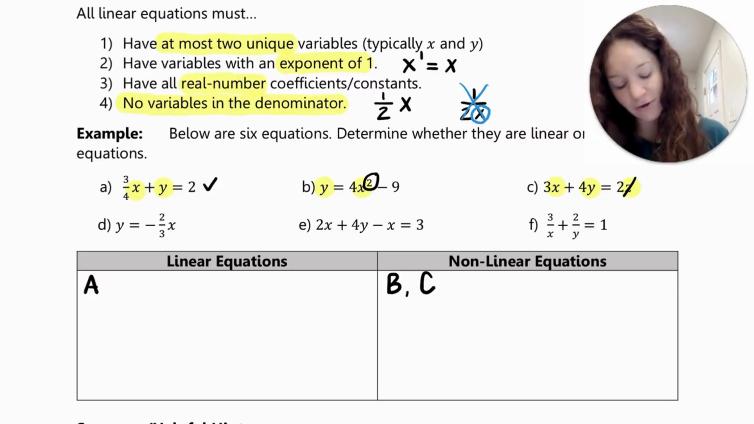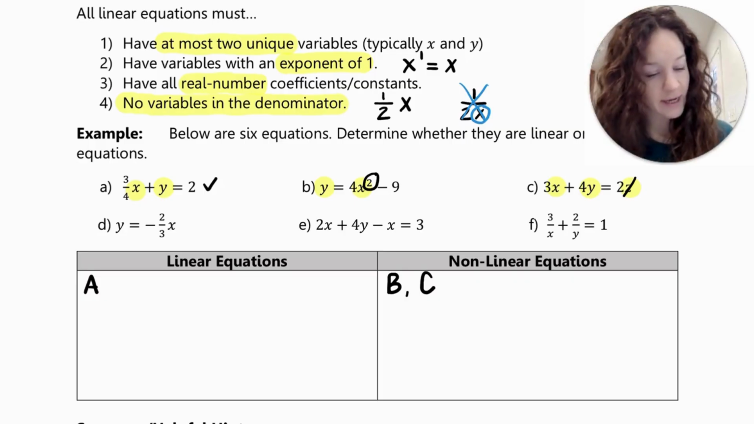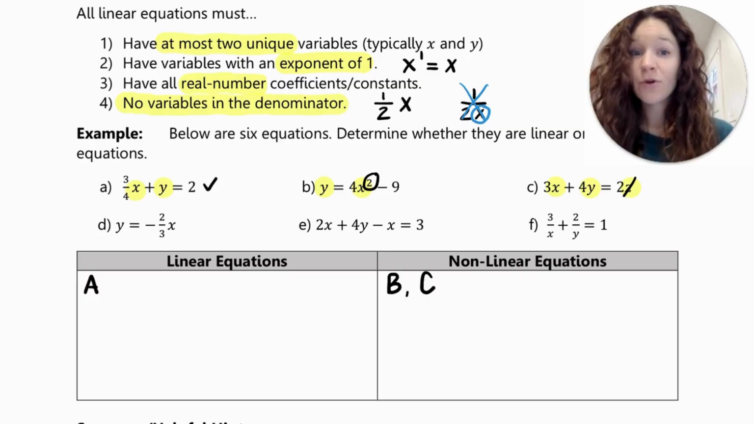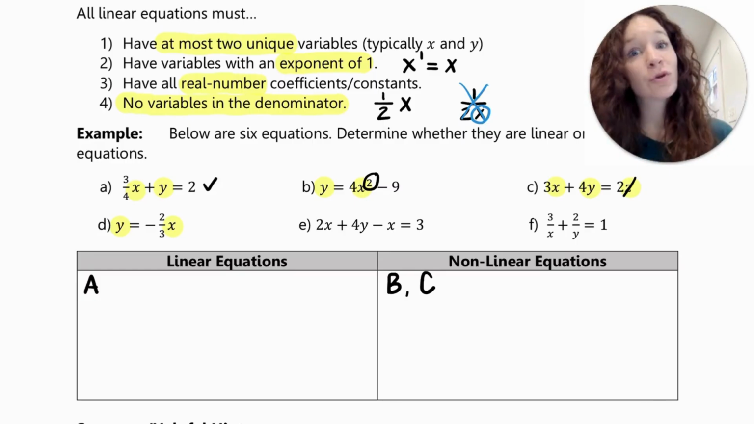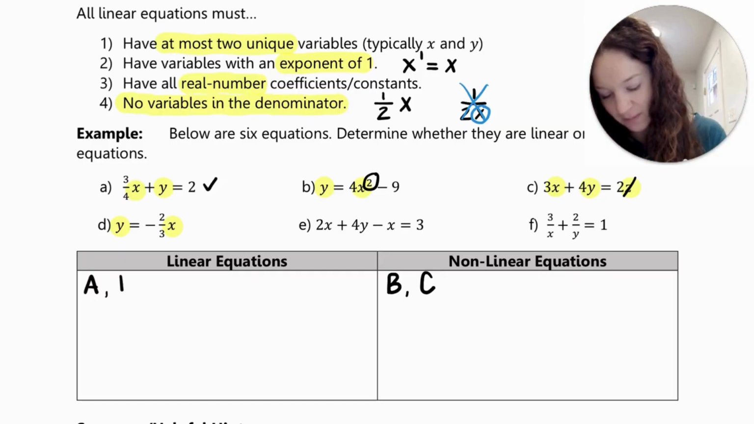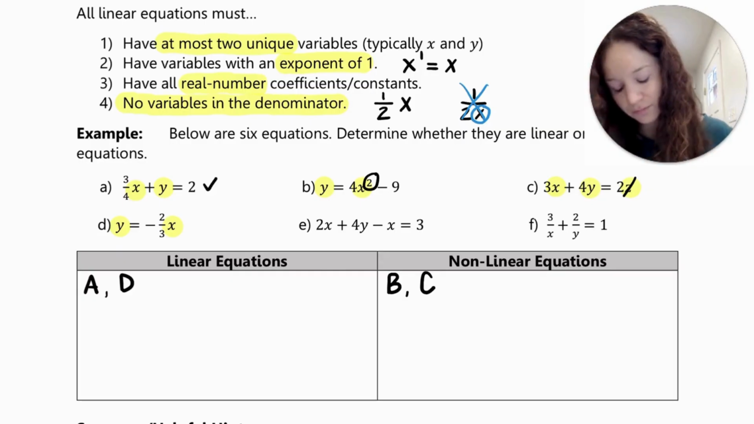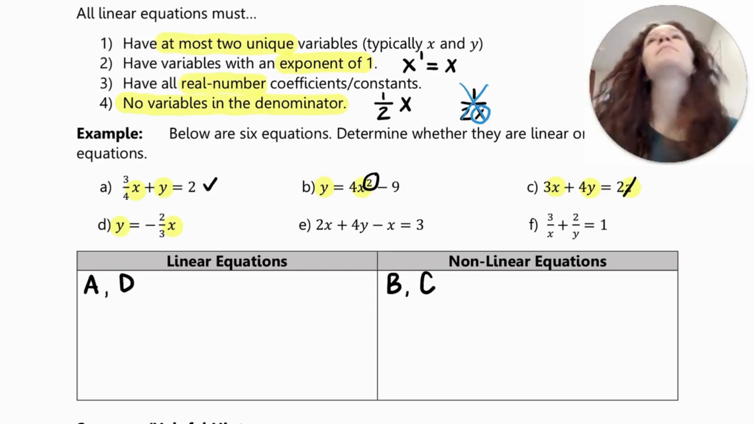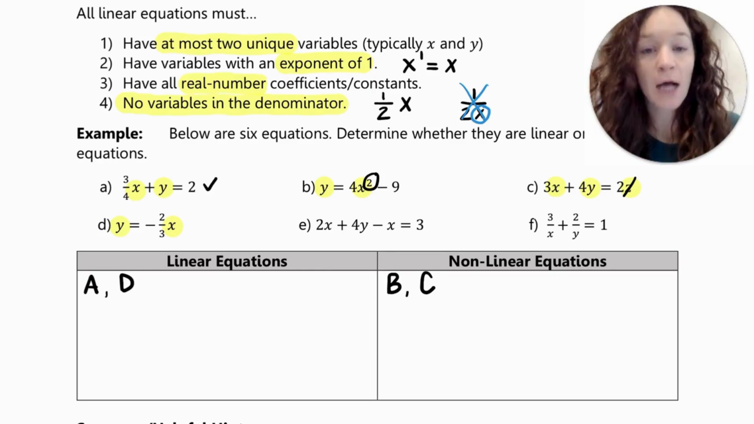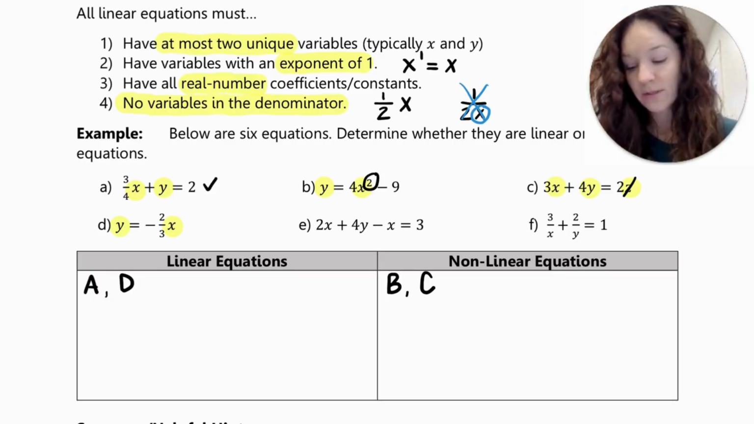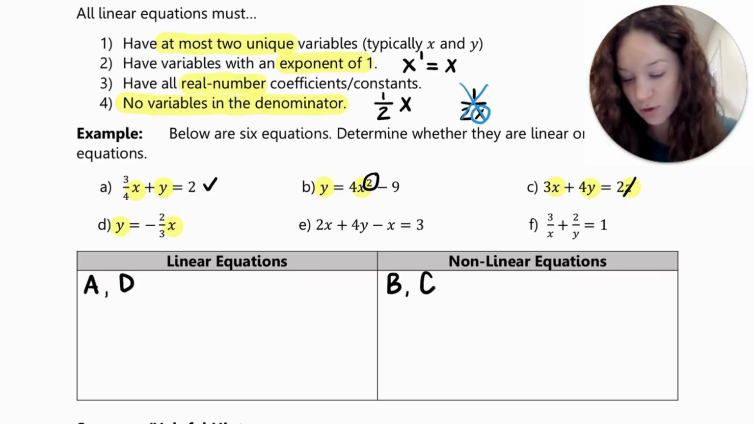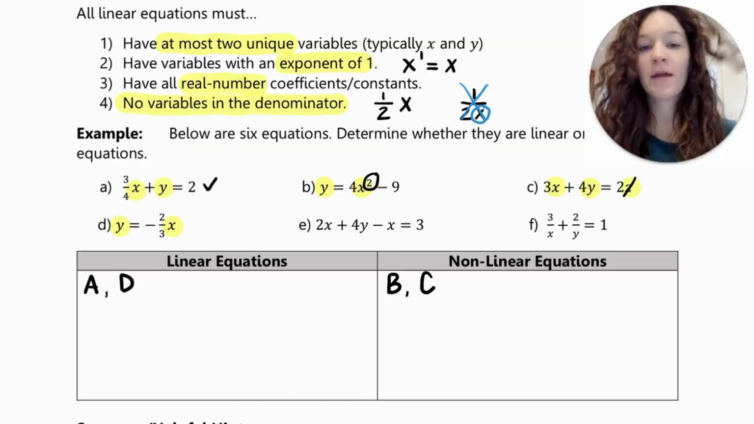Okay, letter D, y equals -2/3 x. So nothing crazy happening to that y, nothing crazy happening to that x. -2/3 is a real number, so that would be linear. What I would say here is sometimes students will say, well, there's no constant. That's okay. It doesn't say to be linear you need a constant. You just need at most 2 variables, nothing crazy happening to those 2 variables, all real numbers, and then you're good. Okay?